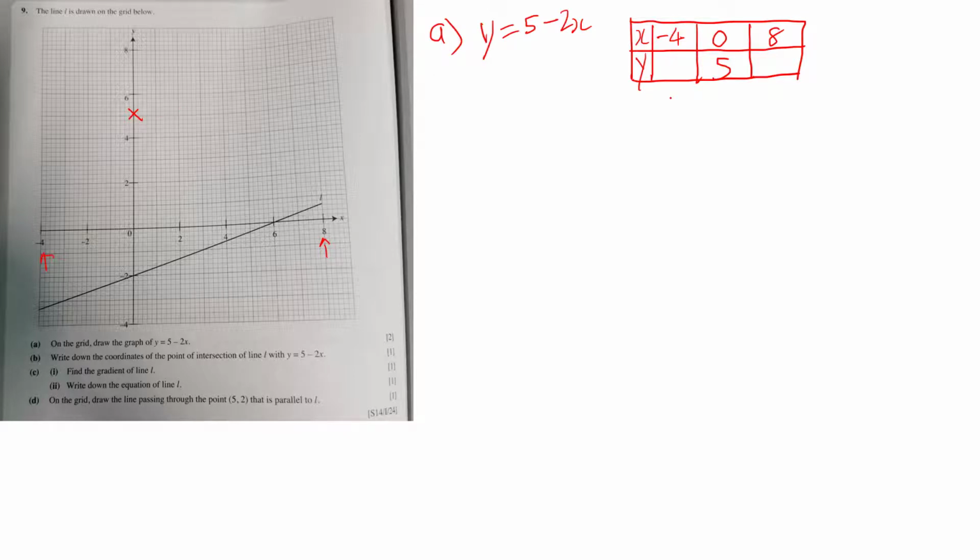If x is equal to -4, so let me do substitution. What will y be? 5 minus 2 times -4. It gives me 5 plus 8, which will give me 13. So here I will encounter a problem. If I have 13 and the graph only goes until 8, I will have no space to draw the other coordinate because 13 is somewhere up on top.